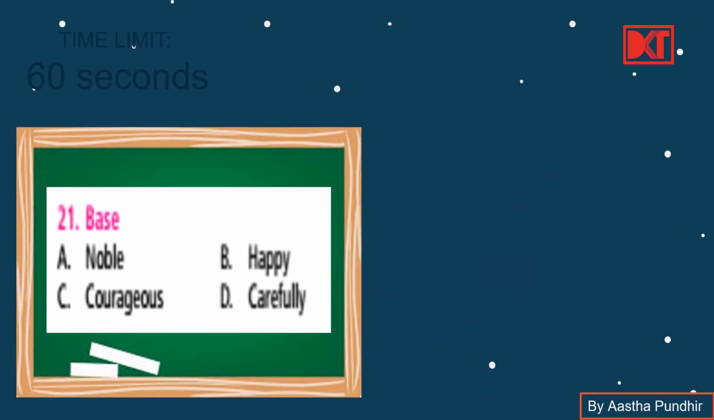Alright, now the next word is base. Here the options are noble, happy, courageous and carefully. So here the opposite of base is noble. Noble is someone who does good deeds, valuable deeds, whereas base is someone who doesn't really act on moral grounds. In other words, happy, courageous, carefully.